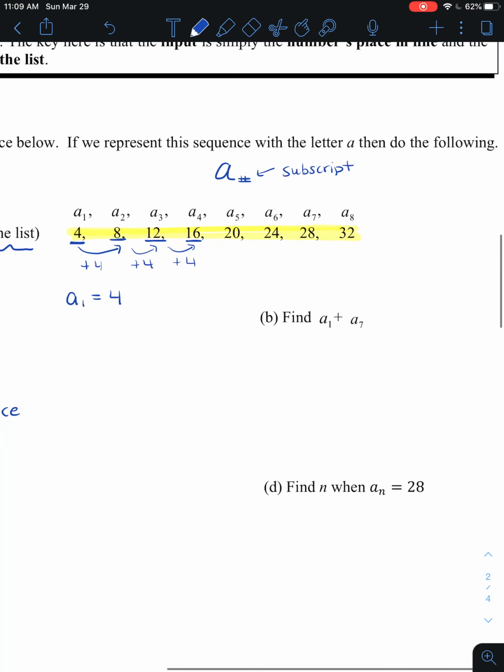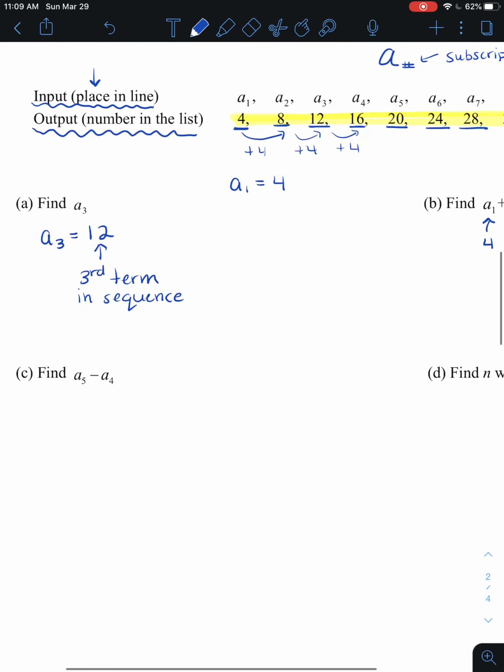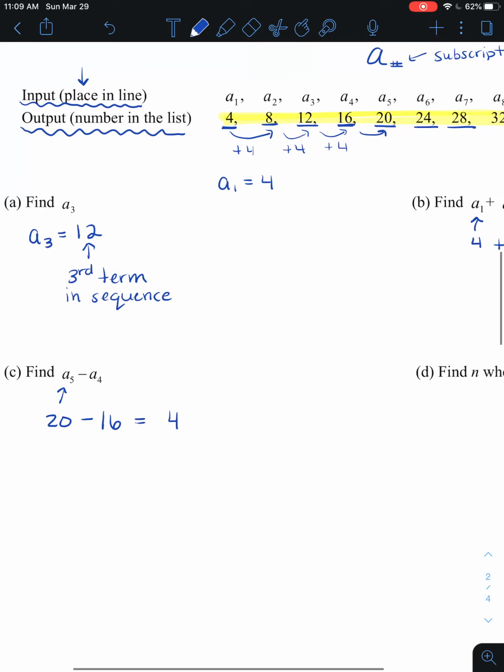For part B, we're being asked to take A1, and we already know A1 is 4, and A7, so let's look for the 7th term, so that's 28, and we're being asked to add them. So 4 plus 28 is 32. Now they want me to take the 5th term. Now the 5th term is 20, and subtract the 4th term, and the 4th term is 16. And that difference will give me 4.